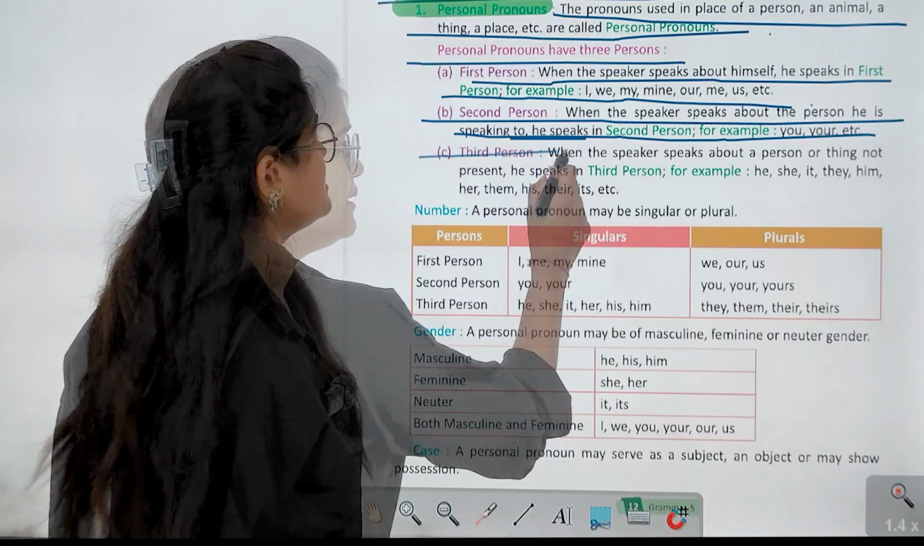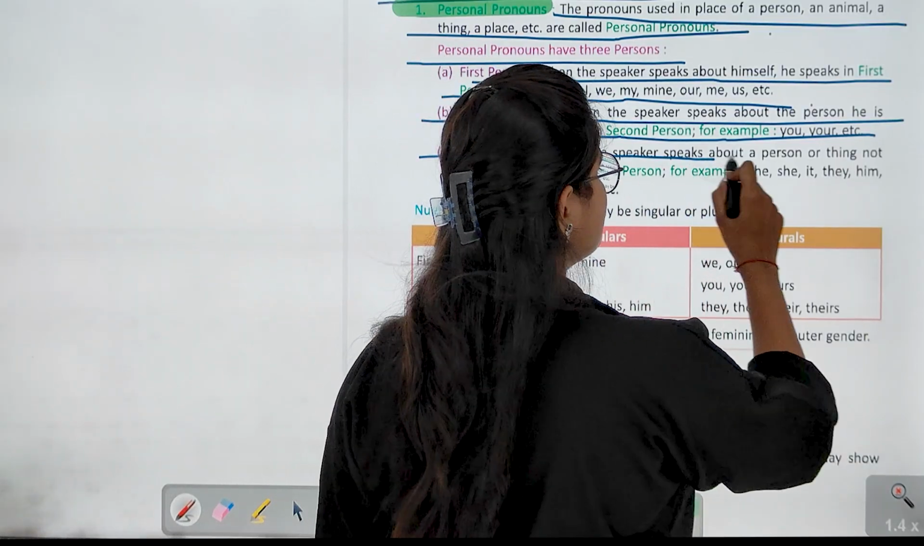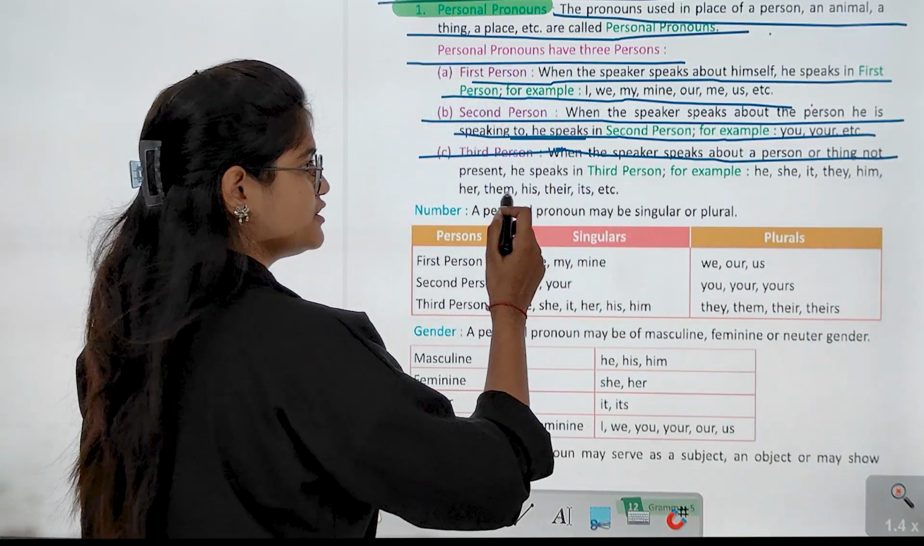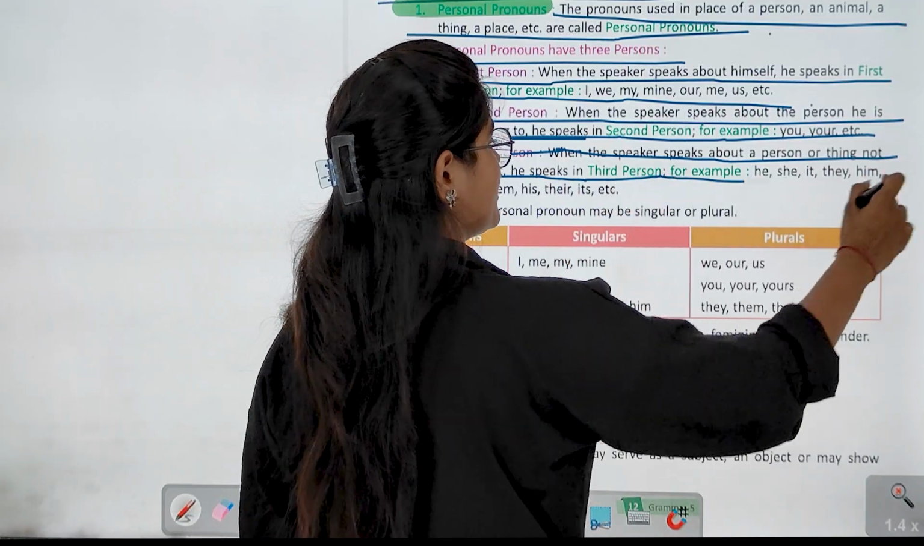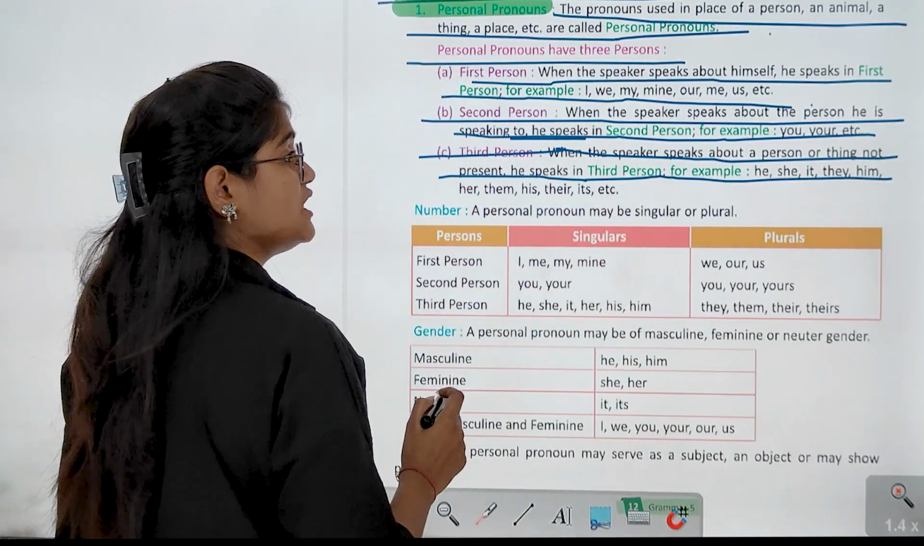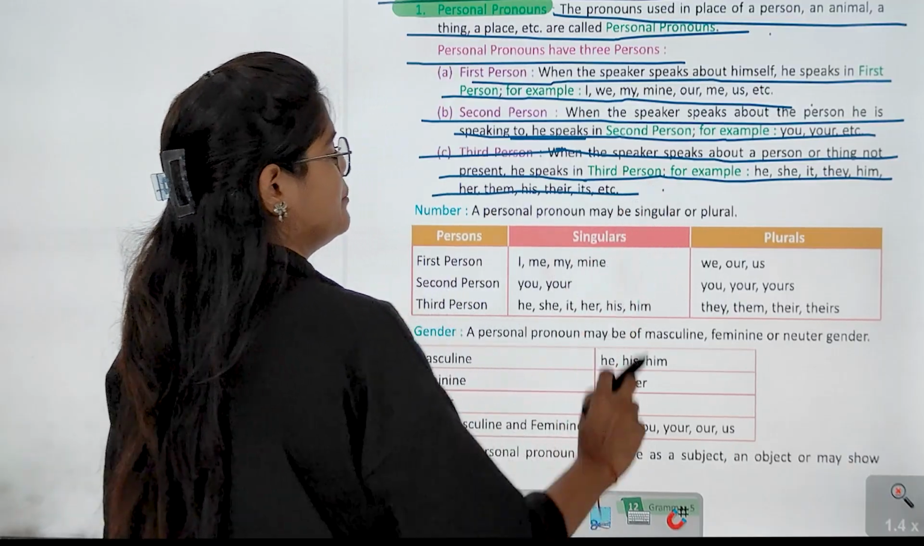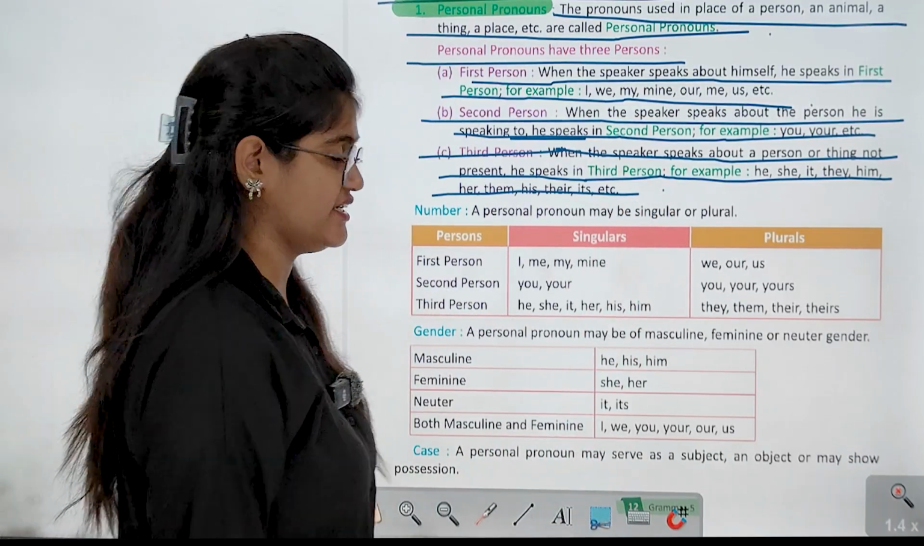Right? Third person: whenever the speaker speaks about a person or thing not present, he speaks in third person. For example, he, she, it, they, him, her, them, his, their, its, etc.